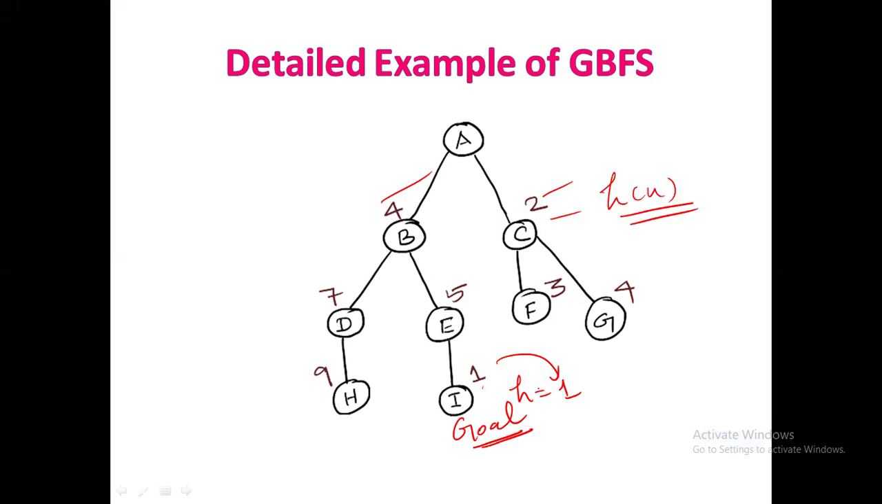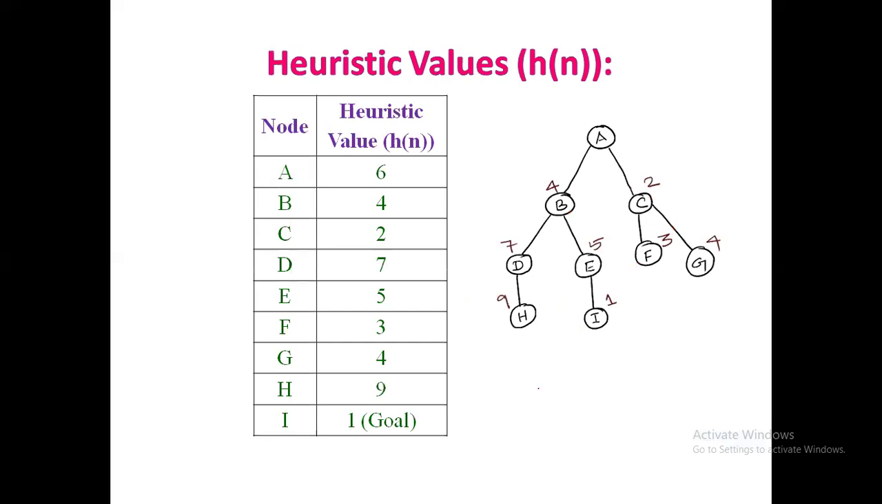Next, step by step, we are going to follow this GBFS process. The first step is the start. The heuristic values for each node have been given: A is 6, B is 4, C is 2 in this graph. Sometimes you'll be given the graph, or sometimes you'll be given a table like this. So this is the table for the corresponding graph.